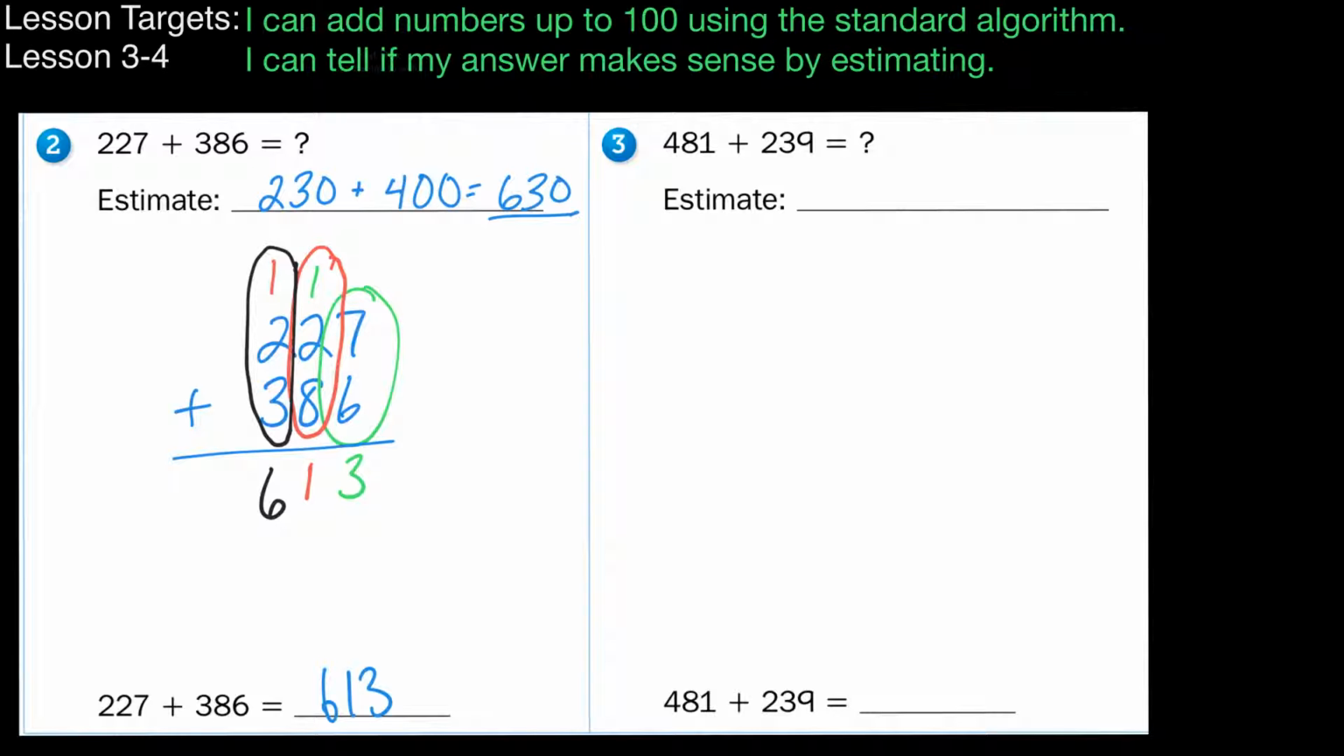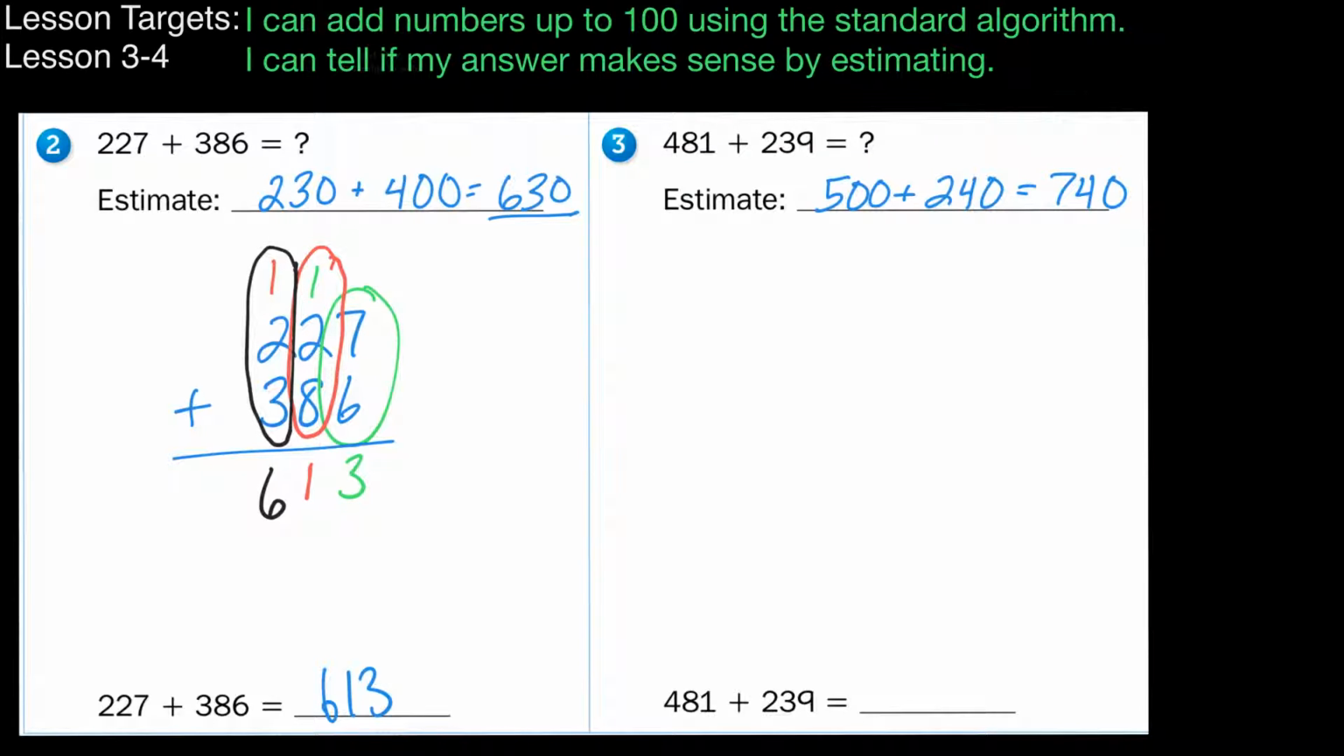So again, now let's move and check problem 3. First thing, estimate. And 481 would round to, I'm going to round that up to 500. And 239, I'm going to round to 240. If you have a different estimate, but close, then that's all right. 500 plus 240, 500 plus 200 is 700, and I just add the 40 on, so 740.